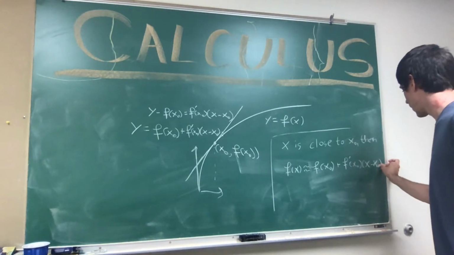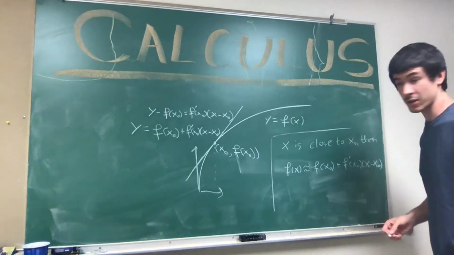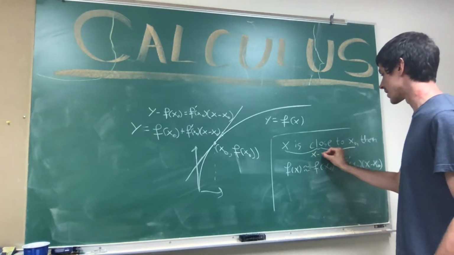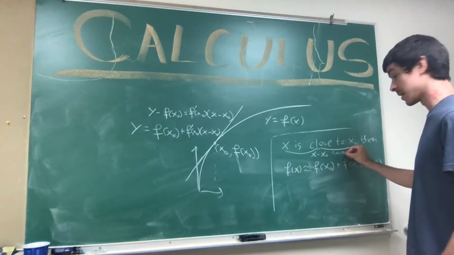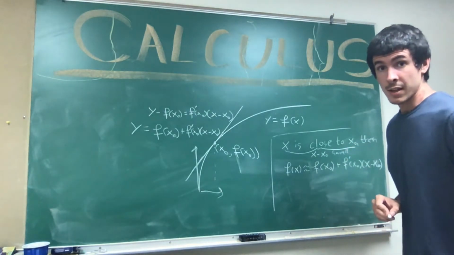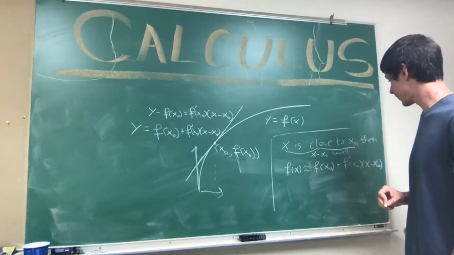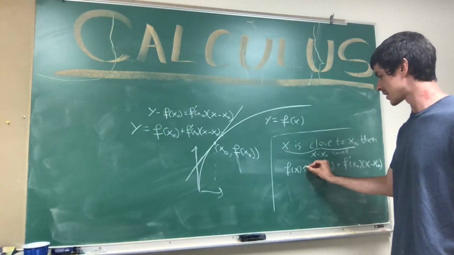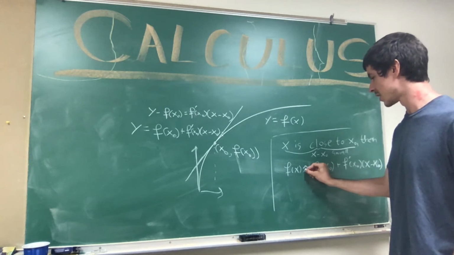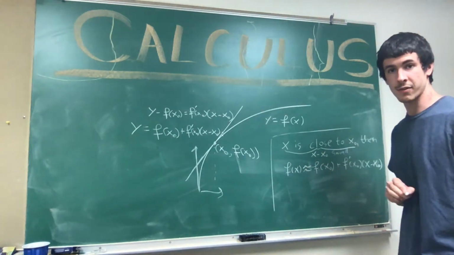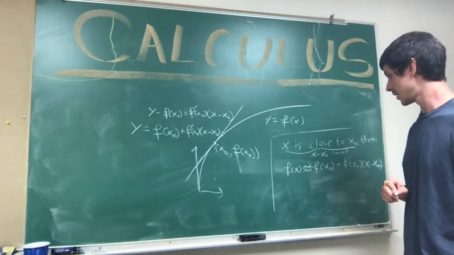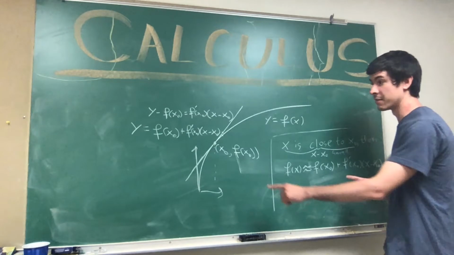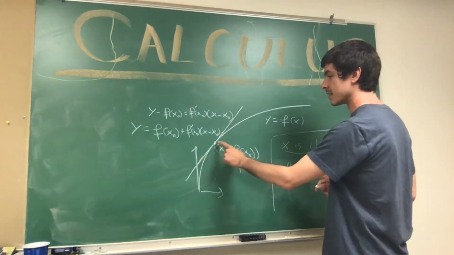To say that x is close to x0 is the same as saying x minus x0 is small. So the difference between x and x0 is small. So all this statement says, and this curvy sort of equal sign looking thing, if you've never seen that before, means approximately equal to. This is just a mathematical statement of the fact that the tangent line is close to the graph of the function.